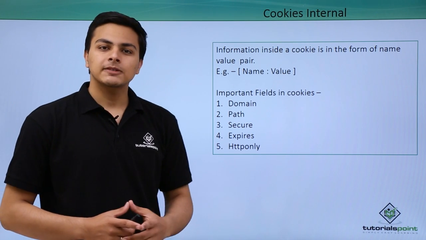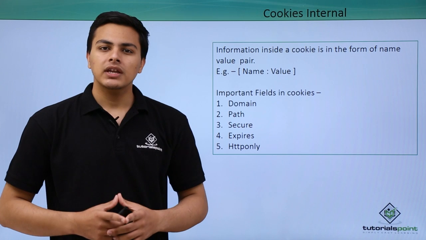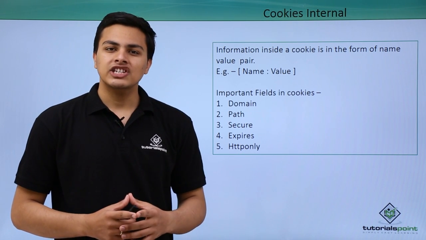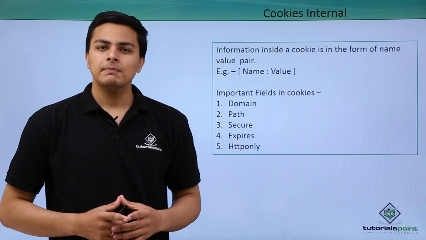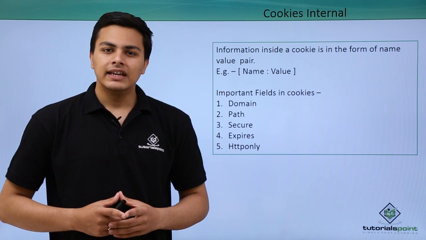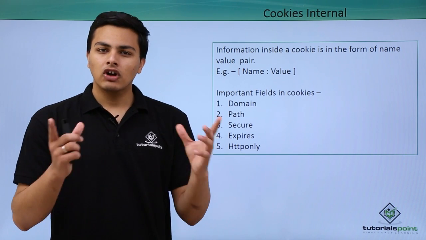And then there is expires. The expires field tells us when this cookie will expire. And last, there is one field called HTTP only. If the HTTP only field is present inside the cookie, it means that the cookie cannot be stolen by using JavaScript. So this was all about cookies.